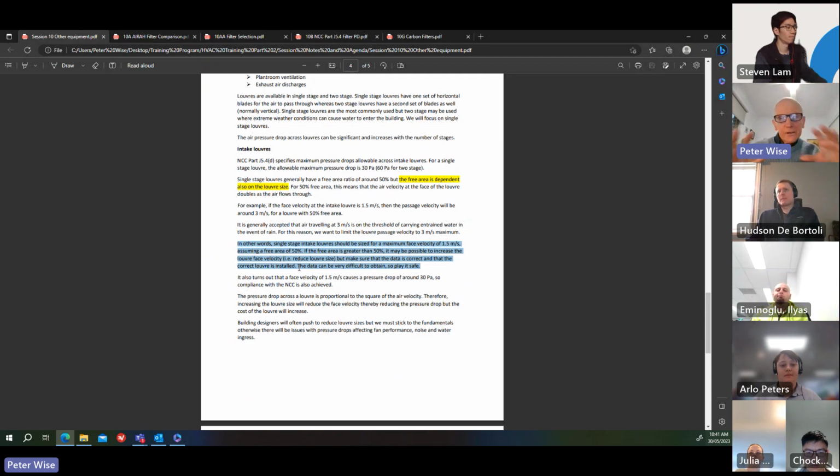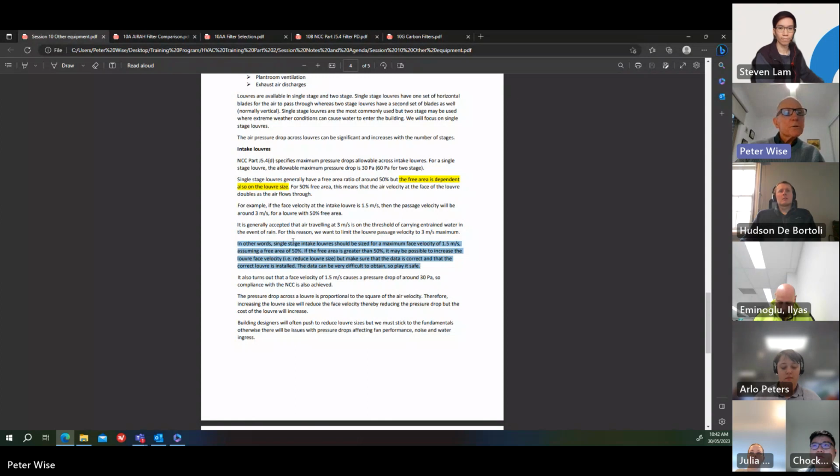So the architect's done a design. He said, I'm putting this louver here. That's your outside air intake. Guess what? It's not big enough. So then you have to try and negotiate to get a bigger louver, or engineer your way around it. And better if you can have a bigger louver, I can assure you. Yes, so I've just said, make sure that the data is correct and the correct louver is installed. The data can be difficult to obtain, so play it safe.